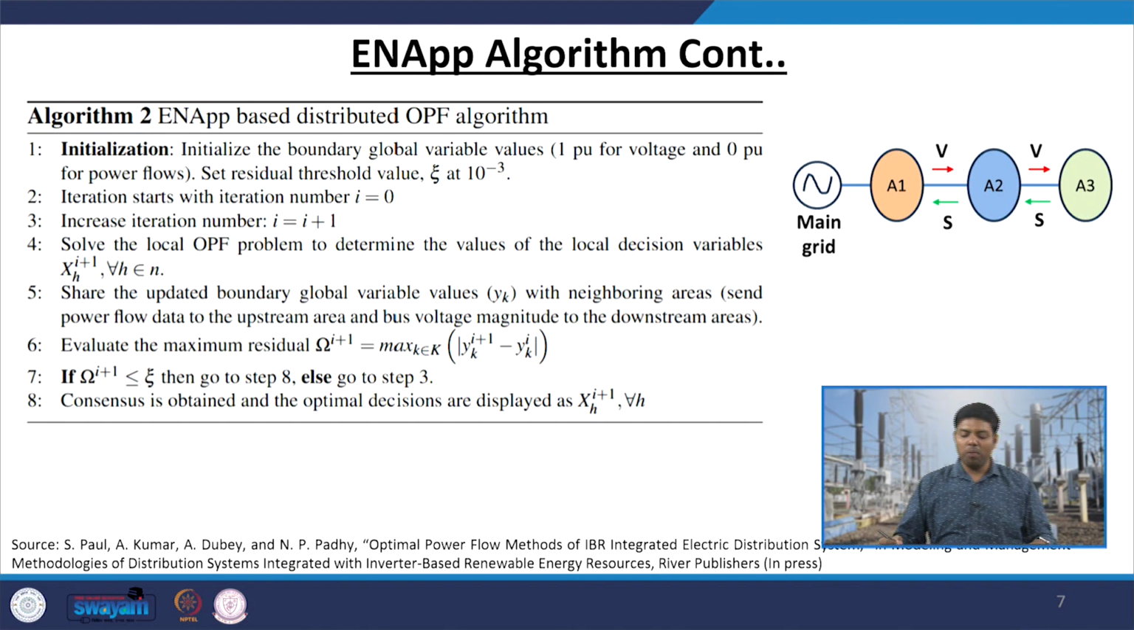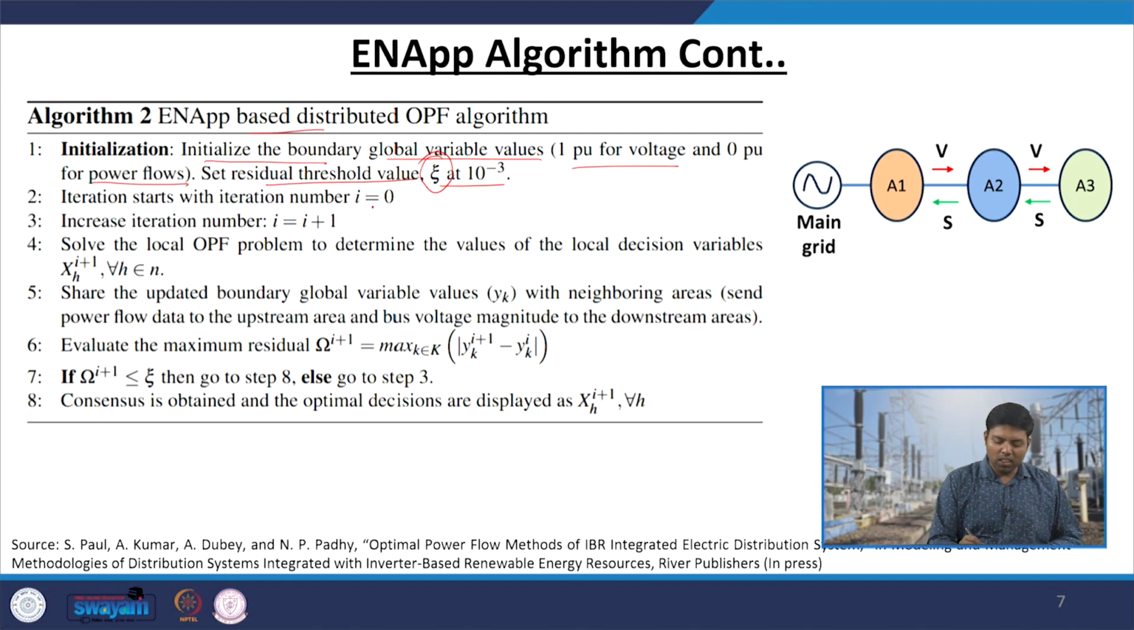So, what is this NAP algorithm? In the NAP algorithm, first you initialize the boundary global variables, the same as we did for the ADMM as well, 1 per unit for voltage and 0 per unit for the power flows. Set the residual threshold for the algorithm. So, here you have to calculate only one residual, not the primal and the dual, because you have seen that here we are not forming any Lagrange equation for the NAP algorithm.